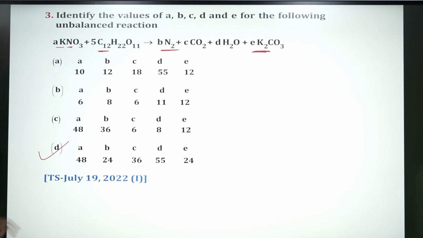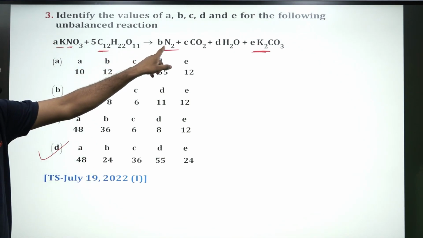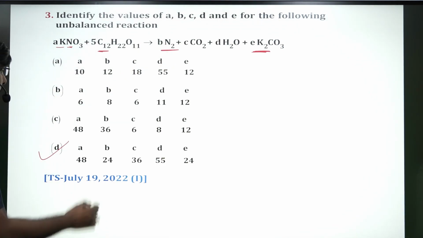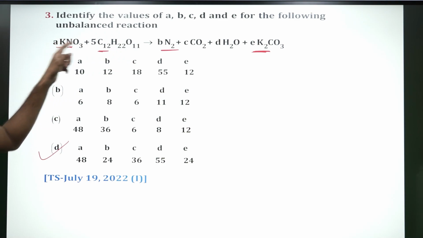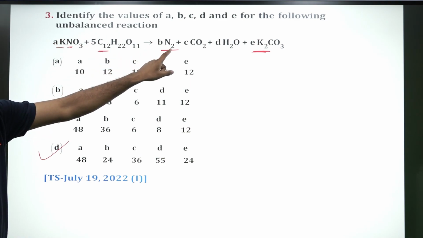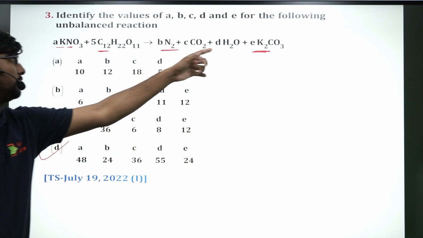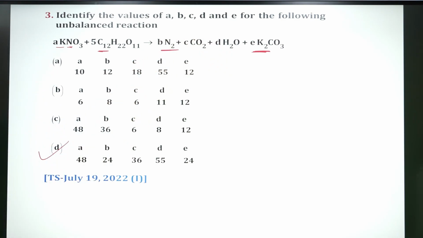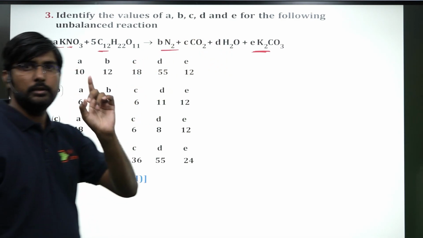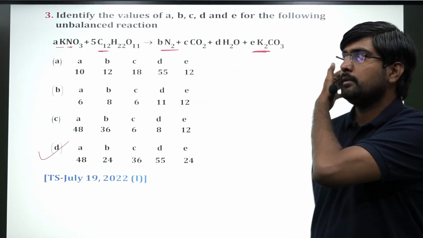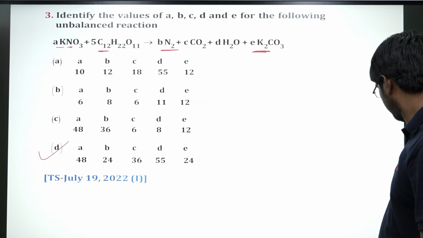Very simple. Here this is 48 and B. What is B? Number of moles of dinitrogen. So that is 24. 48, 24 into 2, how many? 48 nitrogen. So here 48 nitrogen, this side also 48 nitrogens. Remaining all will be definitely balanced. Similarly, you can check for all the elements also. Clear? So remember these steps and then easily you can solve this type of questions.